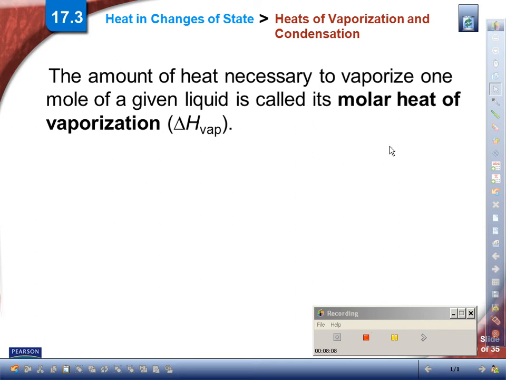Oh, what if I want to go the other way? What if I want to change it from a gas to a liquid? Well, that's the molar heat of condensation. To condense something is to make it smaller. So if I have a gas and I want to shrink it down, turn it back into a liquid, I'm going to use the molar heat of condensation. Again, that's the energy required to condense 1 mole.